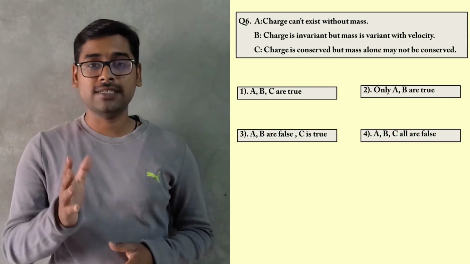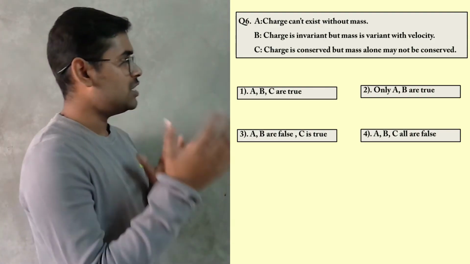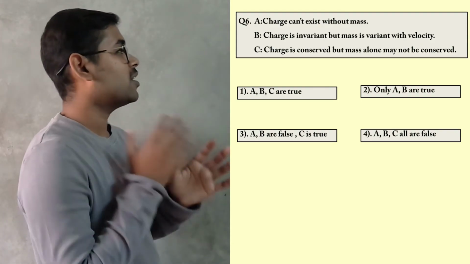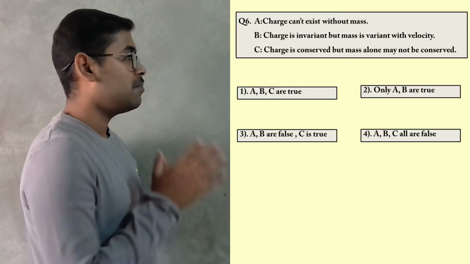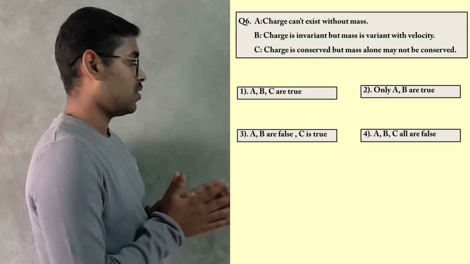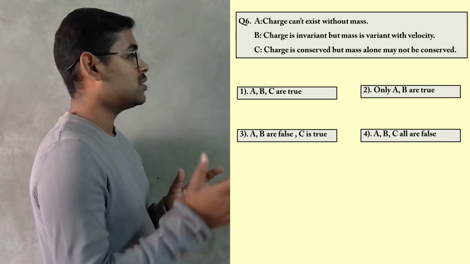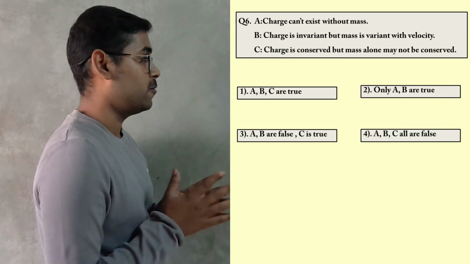Guys, now let us move to the final question of this video, that is question number 6. Here we have three statements. A. Charge cannot exist without mass. B. Charge is invariant but mass is variant with velocity. C. Charge is conserved but mass alone may not be conserved.